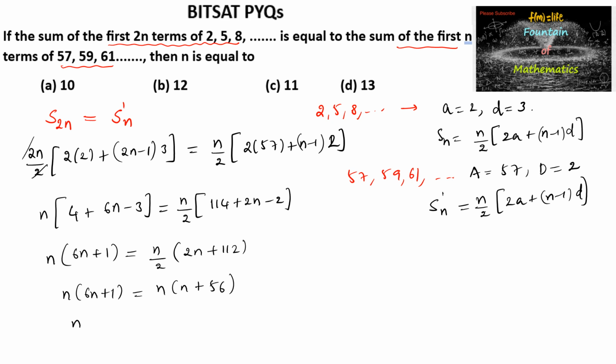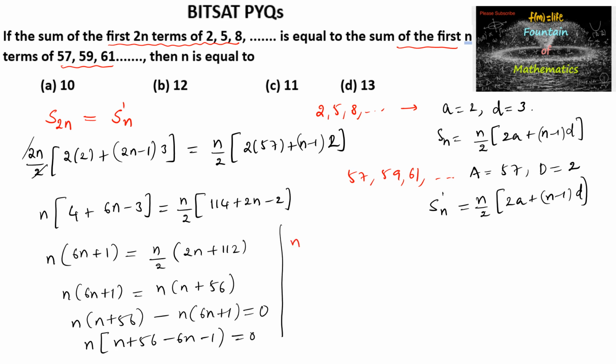So we can write n times (n plus 56) minus n times (6n plus 1) is equal to 0, where n is taken common. n times (n plus 56 minus 6n minus 1) is equal to 0. So we may write n times (minus 5n plus 55) is equal to 0.